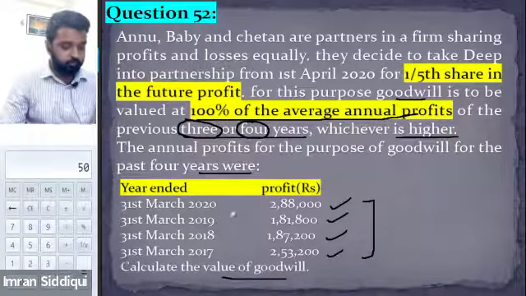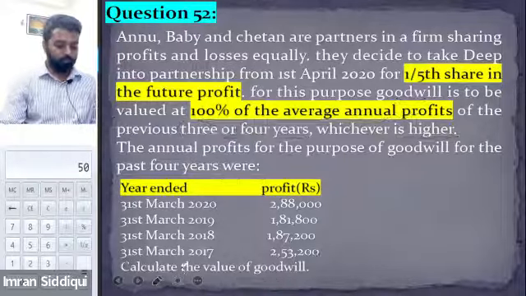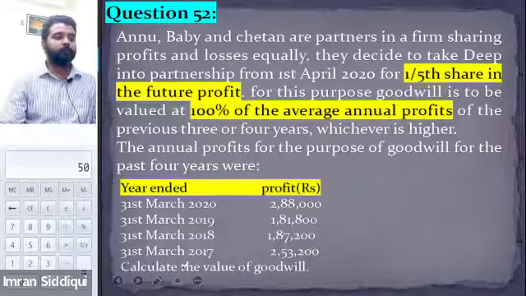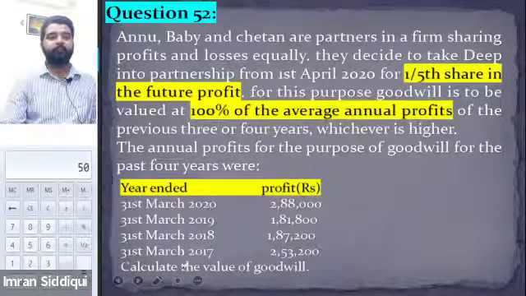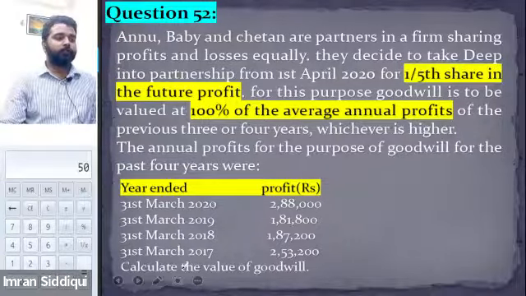Okay, all right. So everything is there in the question. All we need to do is to find out the goodwill. So let me solve it for you. Just a minute. Just tell me if the question is not clear to anyone. Is the question clear to everybody? Yes, sir. Okay, very good. All right. So let's start with the calculation.